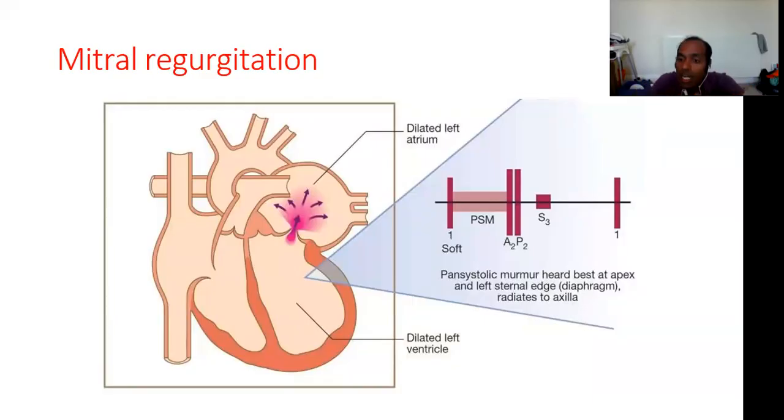So a pansystolic murmur at the apex radiating to the axilla. It may radiate to the left lower sternal edge, but that is only if the posterior mitral leaflet is involved. Usually it's the anterior leaflet involved, and the murmur moves to the axilla. Otherwise, it radiates to the left lower sternal edge.